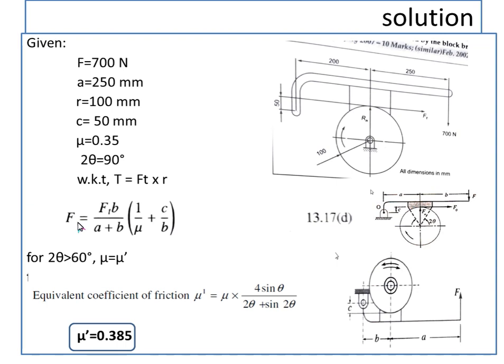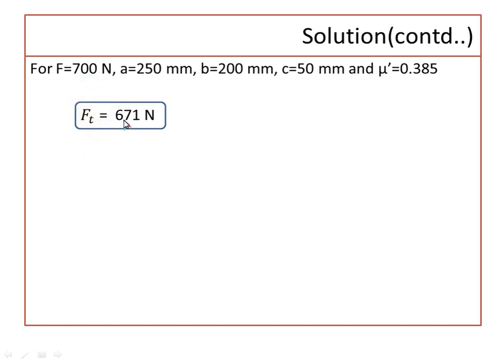That is very important. Whenever the contact angle is equal to 60, you can use mu directly in this equation, and you don't need to calculate this part, due to the pressure conditions assumed. Next, after knowing mu dash, substitute it in this equation and get the value of Ft, which is 671 Newton.